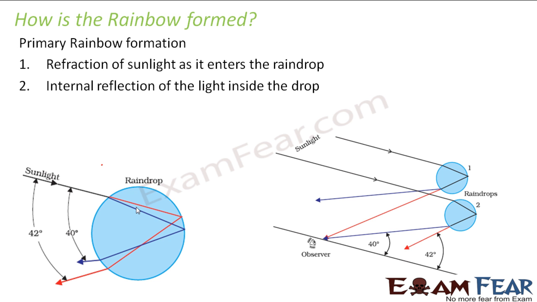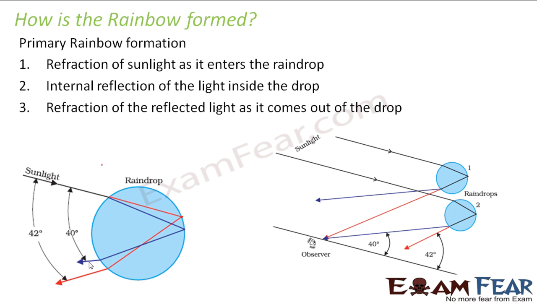In the next step, what happens? Total internal reflection of light takes place inside the drop. When they reach this boundary, total internal reflection takes place. That means they get internally reflected and then they come out from the other end. What happens here again? Refraction of the reflected light takes place as it comes out of the drop, because again there is a change in medium. So what happened? While entering inside the raindrop, there was refraction.